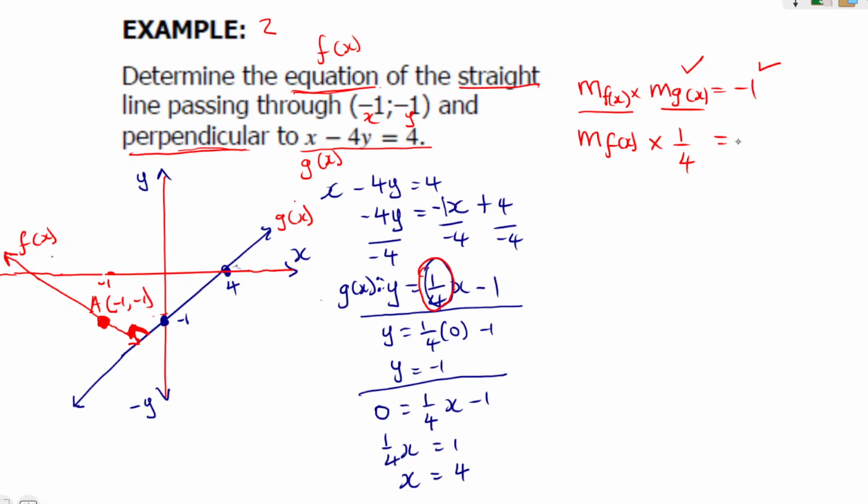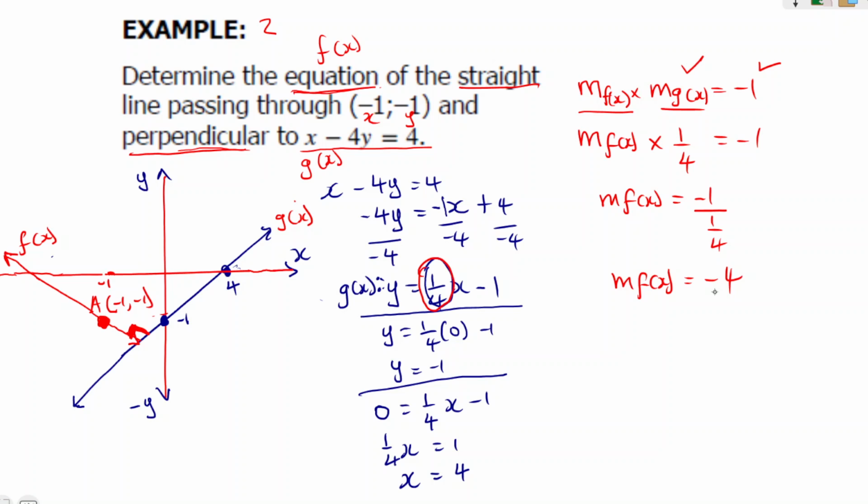If we divide this side by positive 1/4, we have to divide the other side by positive 1/4 as well. So the gradient of the line f(x) is going to be -4, because 1 divided by 1/4 is -4. So the gradient of this line is -4.